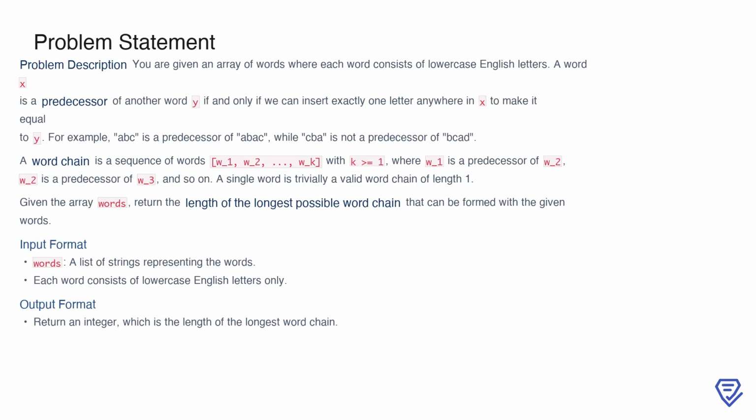In this problem, you are given an array of words, where each word is made up of lowercase English letters. The goal is to determine the length of the longest possible word chain that can be formed from these words. A word chain is a sequence of words where each word in the sequence is a predecessor of the next word. For instance, the word ABC is a predecessor of ABAC because adding the letter A at the third position in ABC results in ABAC.